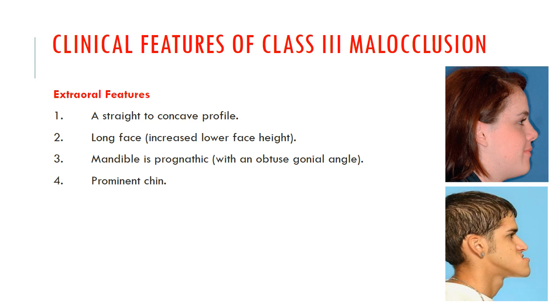Let us discuss the clinical features of the class 3 malocclusion, which depend on the real etiological cause or factors of the class 3 malocclusion. We have extraoral and we have intraoral. First of all, in the profile, the patient is expected to have a straight to concave profile, which depends on the degree of the mandibular prognathism and the maxillary retrognathism. Also, the patient is expected to have a long face, increased lower facial height.